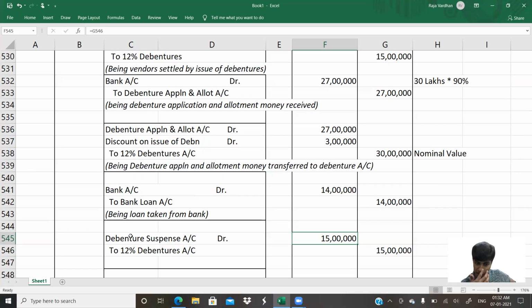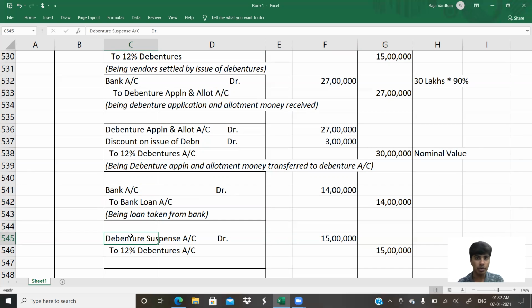Done. If you repay the loan, this bank loan account will reduce. So bank loan will be debited. You pay money, bank will be credited. And these debentures also, suspense papers also will be torn. So it will become debenture to debenture suspense. So if the loan is repaid, this entry will be reversed, bank loan to bank, and this entry will be reversed, 12% debentures to debenture suspense.